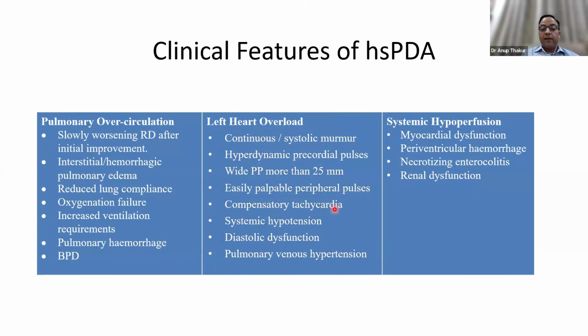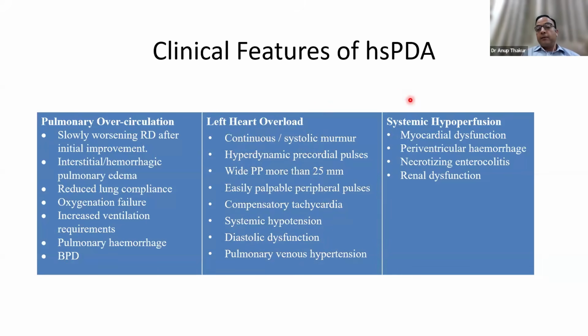There could be compensatory tachycardia because of left heart overload. Then, as it advances, there could be left heart failure. So initially there is diastolic dysfunction followed by systolic dysfunction. So there could be systemic hypotension. And as the left heart fails, the blood is again directed towards the lung. There could be pulmonary venous hypertension as well. So you can look for these kinds of signs as a clinician at the bedside to know whether the signs of hsPDA are there and whether it is significant based on these findings.